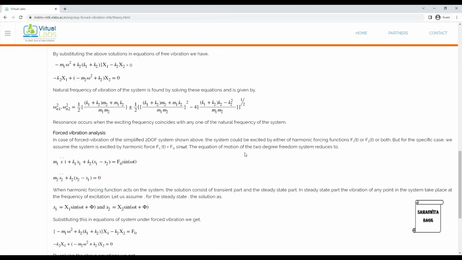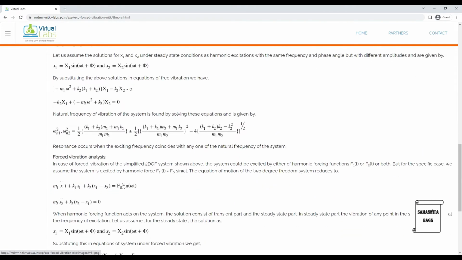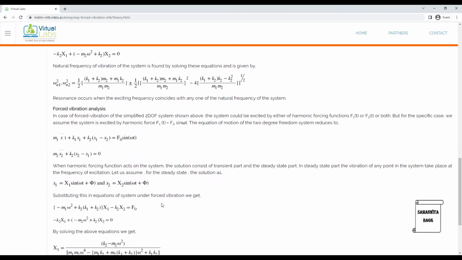The equation of motion of the 2 degree of freedom system reduces to this equation. You can see here, this equation which was 0 has now taken up the value F0 sine omega t on the right hand side, and for the second one, it is still left at 0. When the harmonic forcing function acts on the system, the solution consists of a transient part and a steady state part. In the steady state part, the vibration of any point in the system takes place at the frequency of excitation.